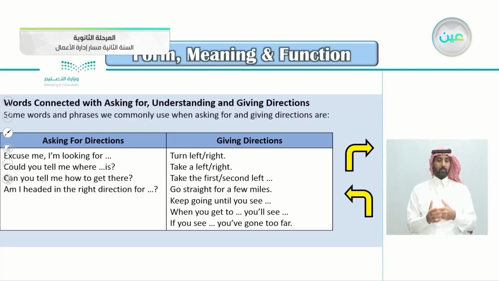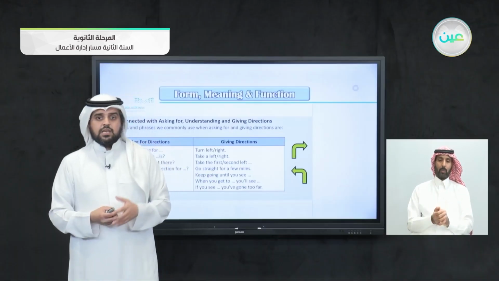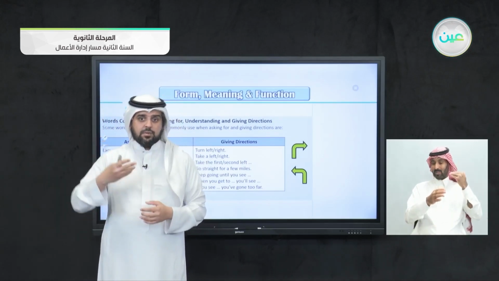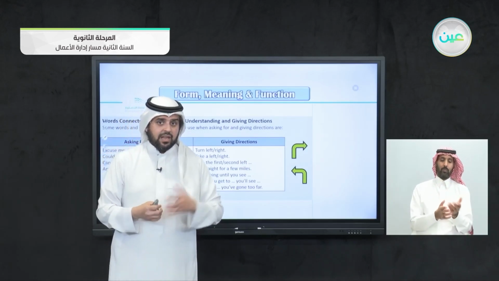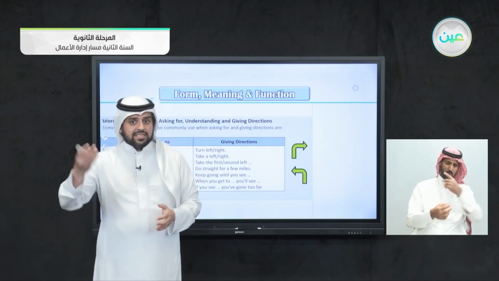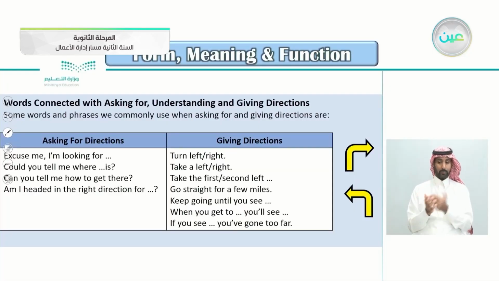The last one, "If you see, you've gone too far." For example, if you see a garden, you've gone too far. The bank is behind you. You skipped the bank. When you say, if you see a garden, you've gone too far, you missed the bank. So all of these are directions, as you can see in these images. This is take a right or go right or turn right. And this one, of course, is the symbol for turning left.